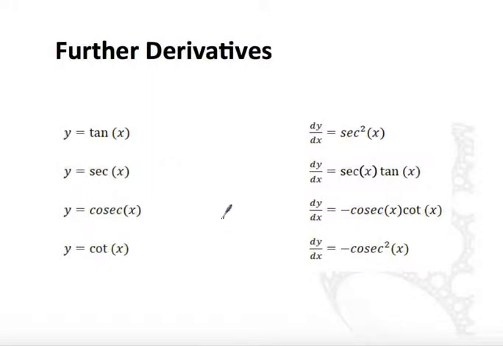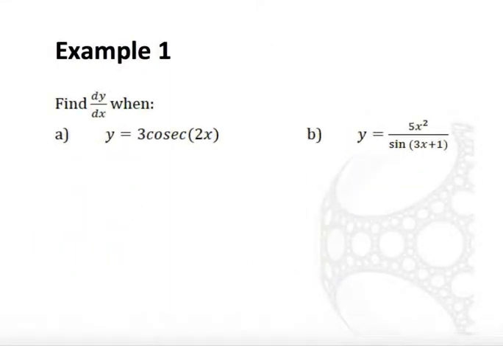So the further derivatives are, if y equals tan x, dy by dx equals sec squared x. If y equals sec x, dy by dx equals sec x tan x. If y equals cosec x, dy by dx equals minus cosec x cot x. And if y equals cot x, dy by dx equals minus cosec squared x. So let's have a look at an example. We want to find dy by dx for these two examples.